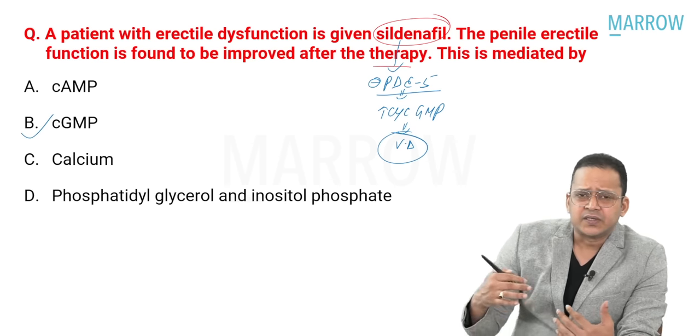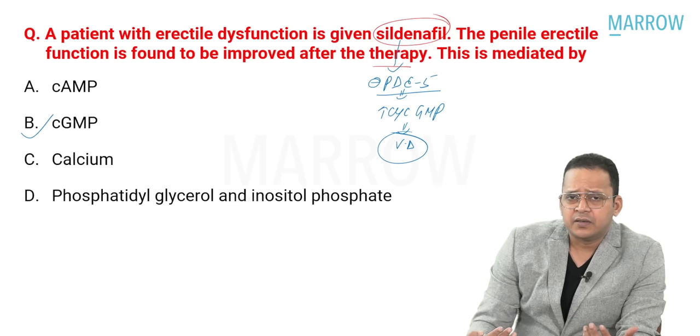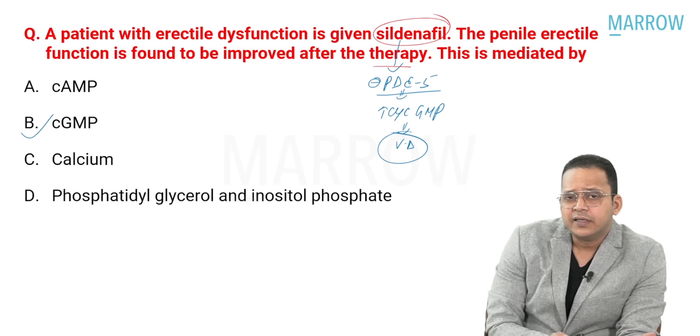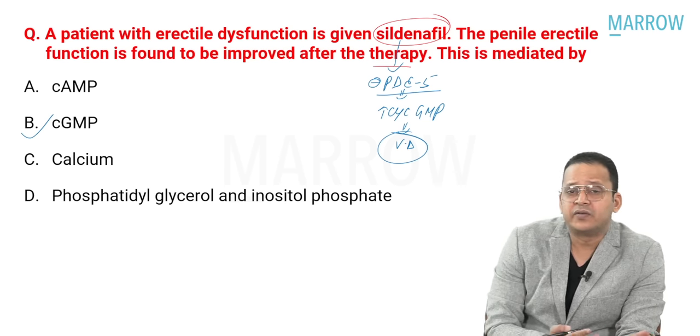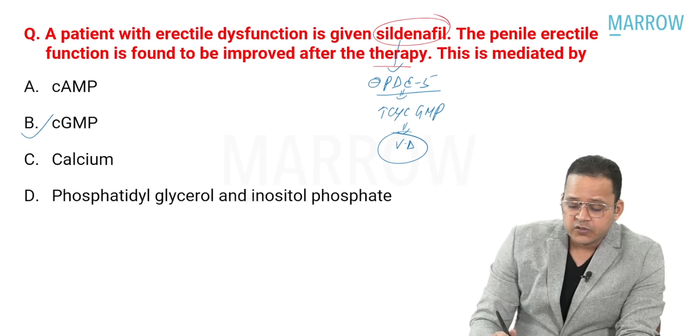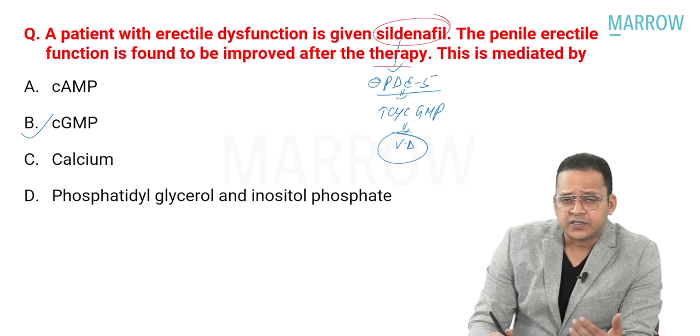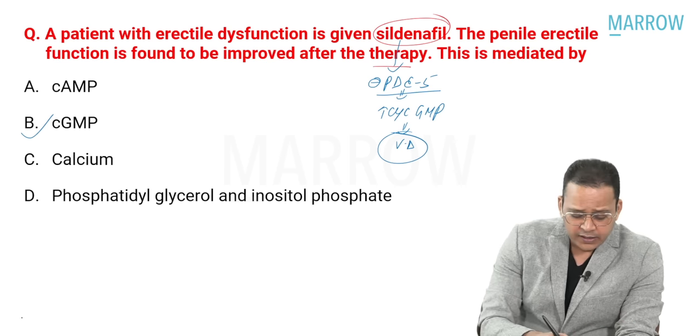And this MCQ has been asked earlier as well. It's a very basic MCQ. I mean, it falls in the easy category, right? It's not difficult, it is not even moderate. It is an easy MCQ. So sildenafil, tadalafil, these are phosphodiesterase 5 inhibitors used for treatment of erectile dysfunction.